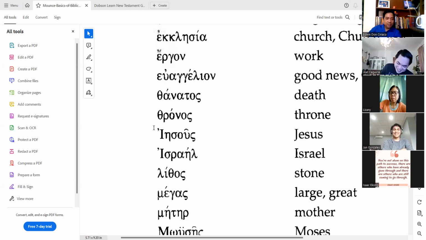Okay. And then, this is a throne. So this is tetartos, tetarto omicron.